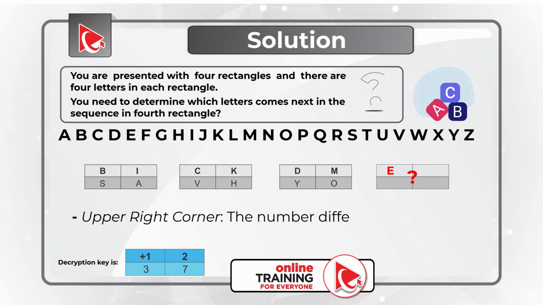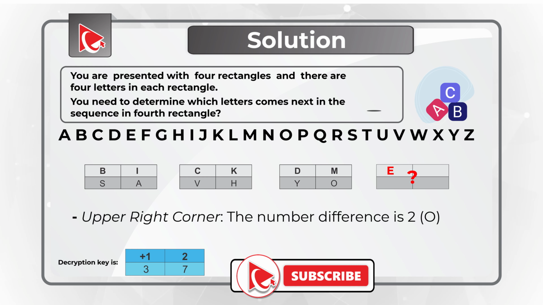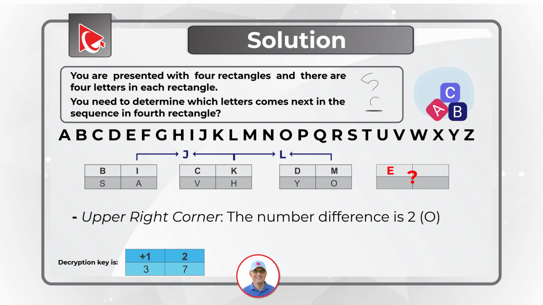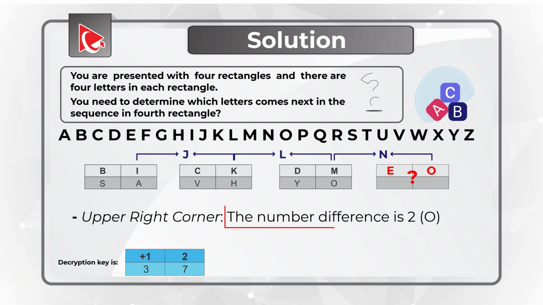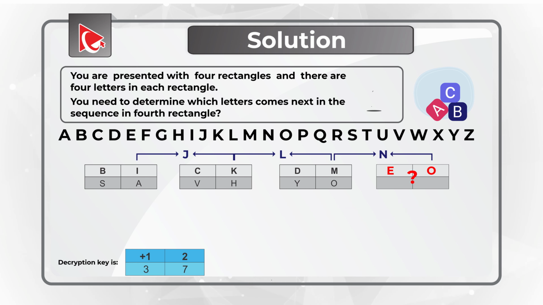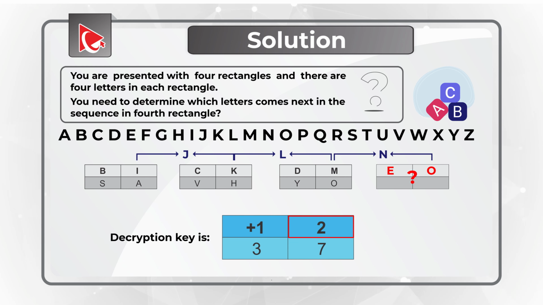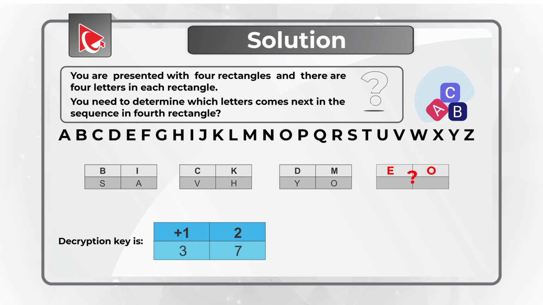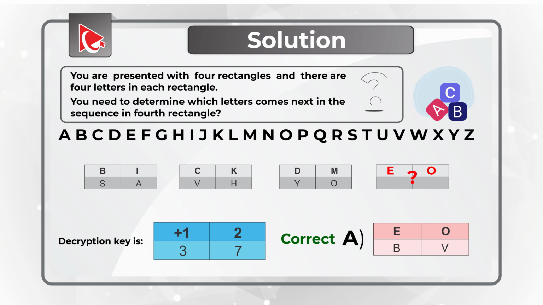Now let's look at the upper right corner of the rectangles. You see that in the main sequence, the letters are I, K, and M. And if you know the English alphabet, H, I, J, which is missing, K, L, next is M, and O, which means that the increment is 2, which matches the second number in our decryption key. If we look at the answers, we already know that the correct choice here is choice A, because the upper row letters are E and O only in this choice.